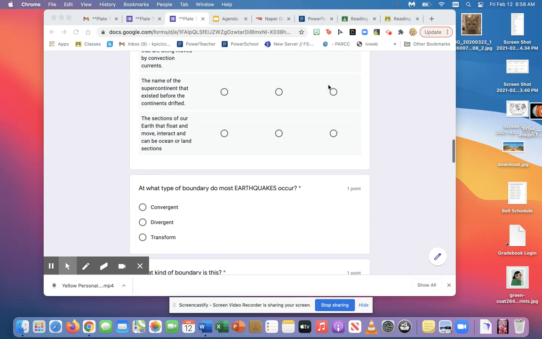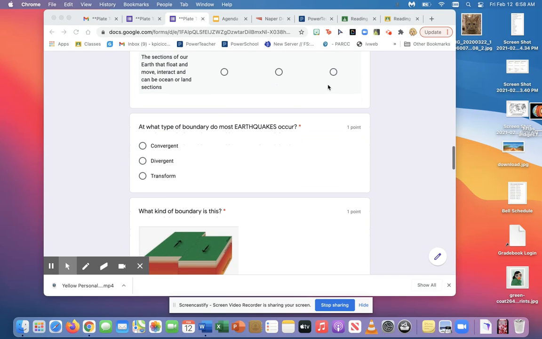Okay, let's do just a couple of multiple choice questions. First question: at what type of boundary do most earthquakes occur? So, where do earthquakes occur? Is that a convergent, divergent, or transform boundary? Where do earthquakes occur? Think about what we did with our hands.